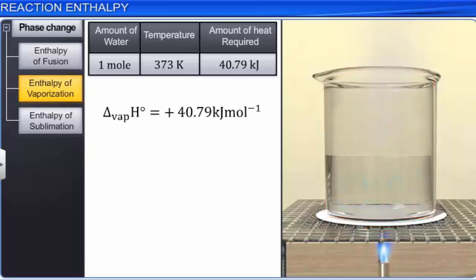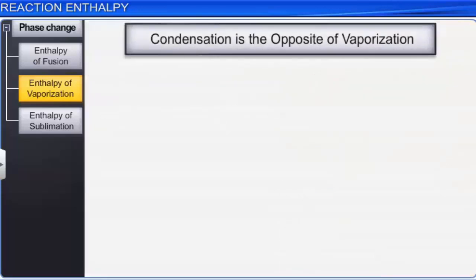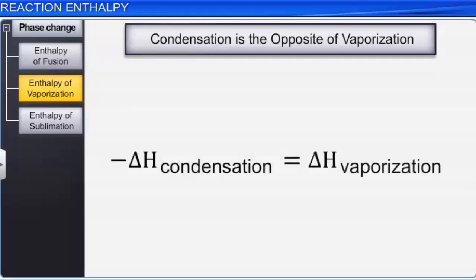We know that condensation is the opposite of vaporization. Thus, the enthalpy of condensation has the same value as the enthalpy of vaporization, except that it has the opposite sign, that is, the negative sign.